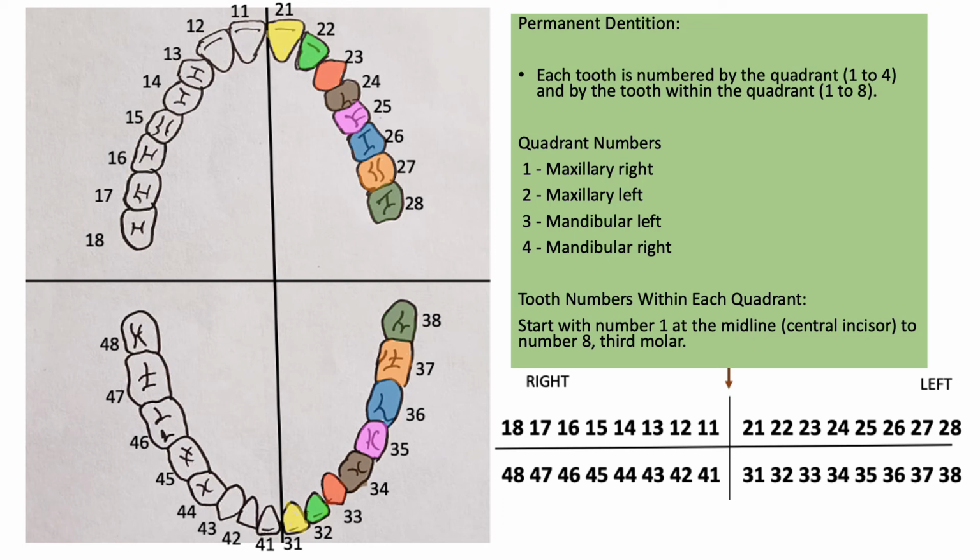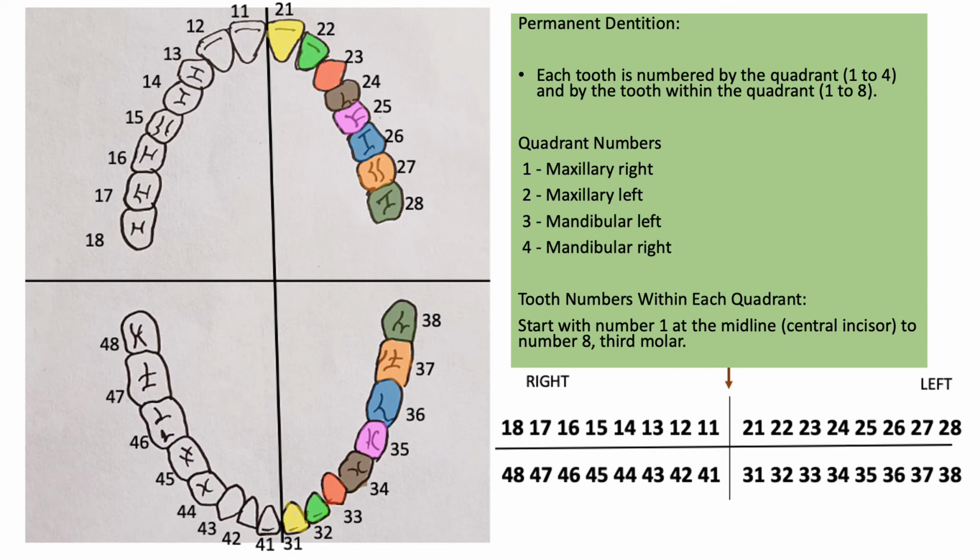Now, when we use this Federation Dentaire International system in a permanent dentition, each tooth will be numbered first by the quadrant and followed by the tooth that is present in the quadrant. The quadrant will be numbered from 1 to 4, wherein 1 will be representing the maxillary right, 2 the maxillary left, 3 the mandibular left, and 4 the mandibular right. And the tooth will be numbered from 1, which is representing the midline tooth, that is the central incisors, to 8, which is the posteriormost teeth, that is the third molars.